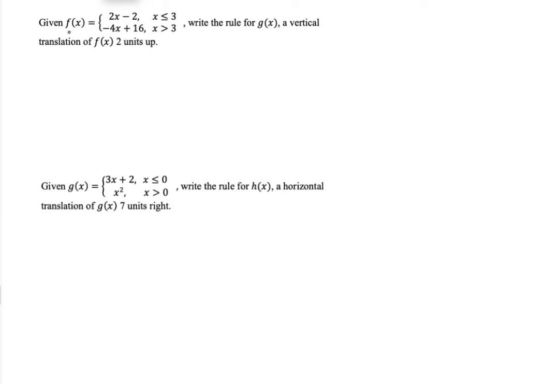This one here, we are given a piecewise function, and then it says to write the rule for a transformed function, g of x, when there's a vertical translation 2 units up. So if there's a vertical translation, remember there's no change in domain. So this part will stay the exact same. But we do get to change the rule a little bit. So going 2 units up, we're just going to add a +2 at the end of both of those.